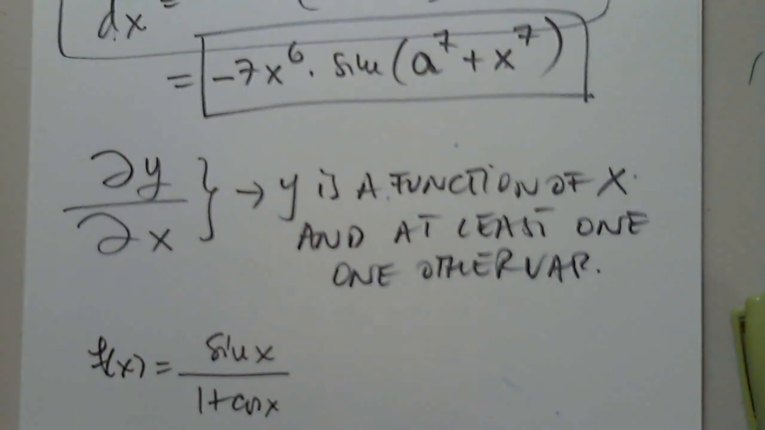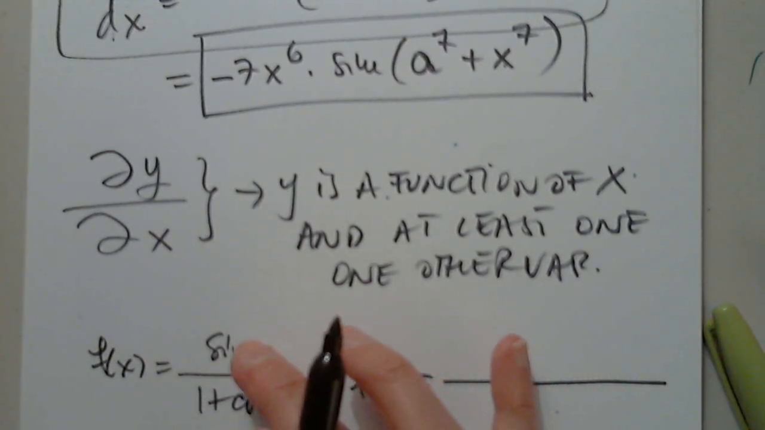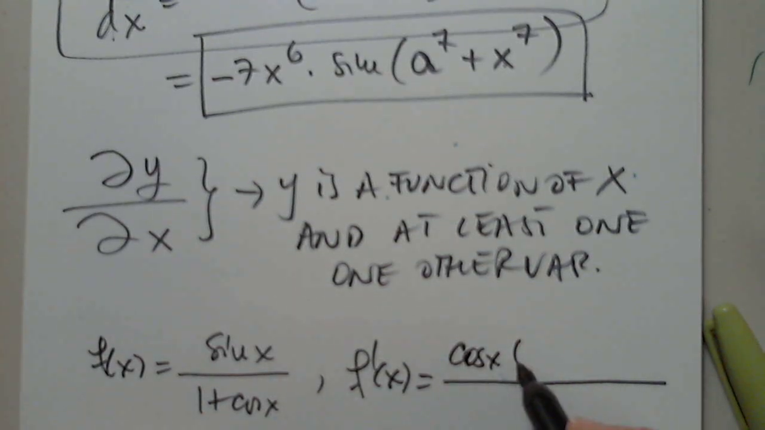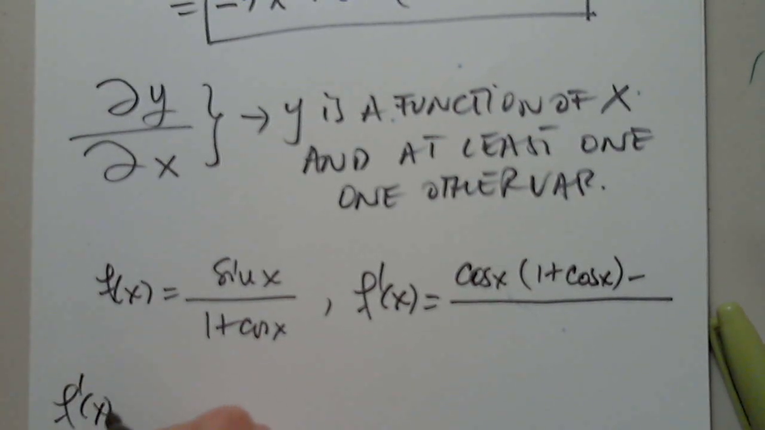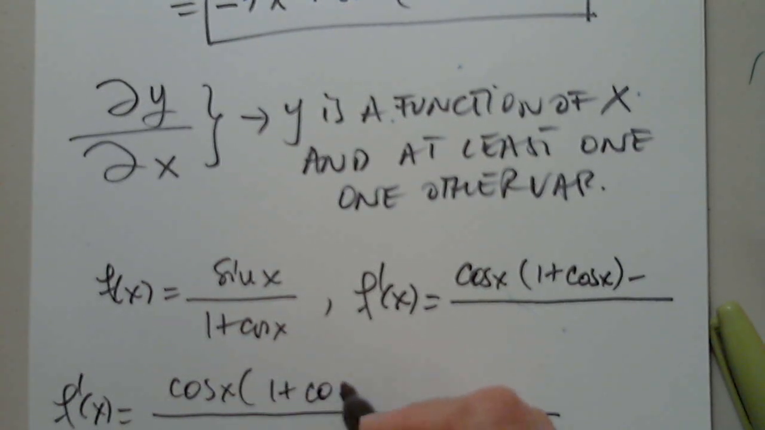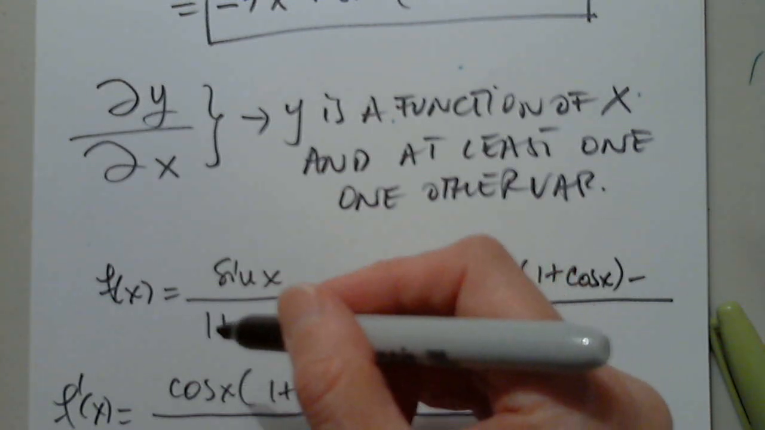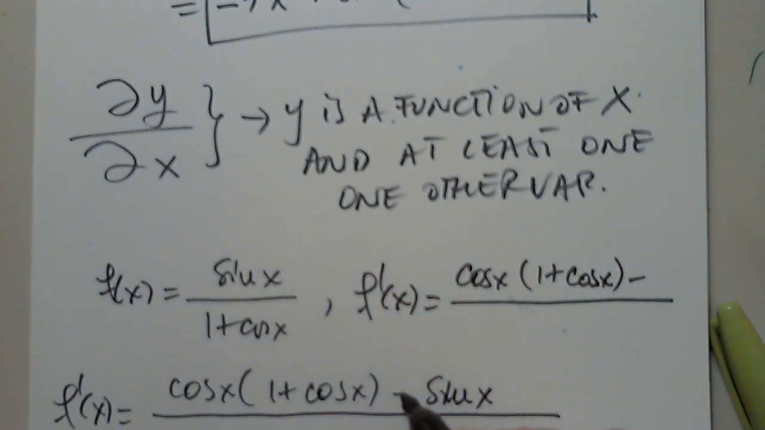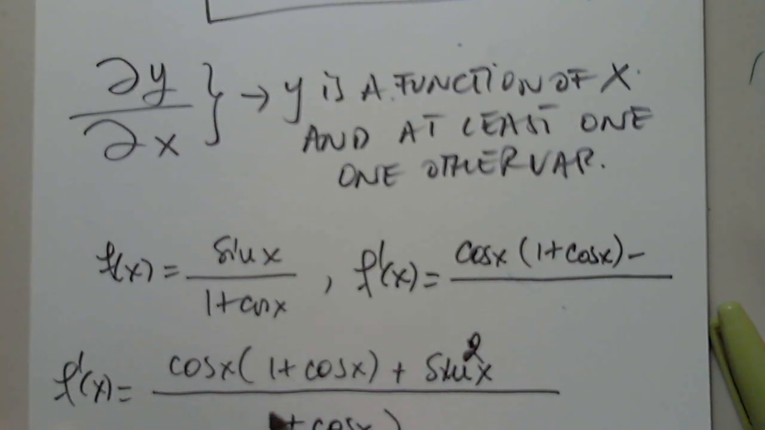In order to differentiate this function, we have to use the quotient rule. So we have f prime of x. Sine prime is cosine times the denominator, minus... Of course, I don't have enough room there, so I'm going to just remove that. So f prime of x, sine prime is cosine x, 1 plus cosine x minus sine. And differentiate the denominator: 1 prime is 0, cosine prime is negative sine. So I'm going to put plus sine squared over 1 plus cosine x, everything squared.